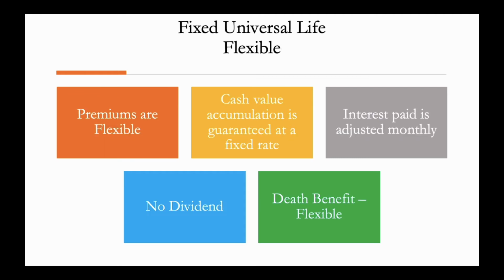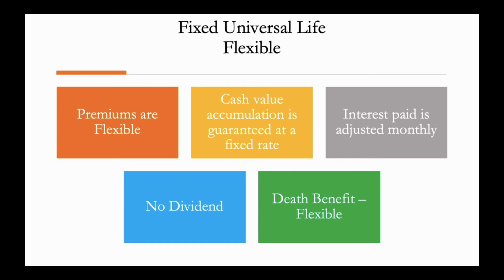And the death benefit is fixed and will never change. Now, with fixed universal life, you have a fixed rate of return. Your premiums are flexible. Cash value accumulation is guaranteed at a fixed rate. Interest paid is adjusted monthly and not annually like it is with whole life. So during periods of rising interest rates, universal life policyholders will see their cash value grow at a much higher rate than whole life owners. There's no dividend, and the death benefit is flexible.